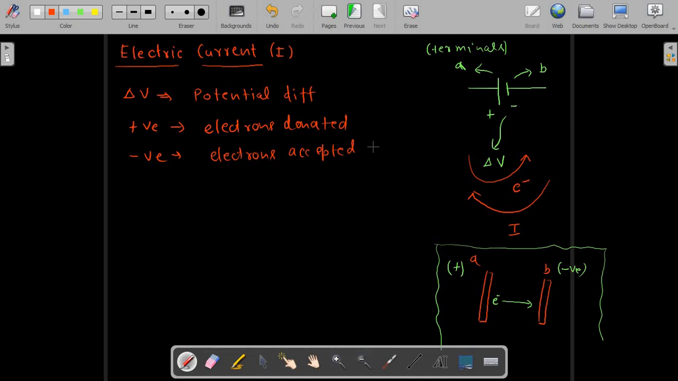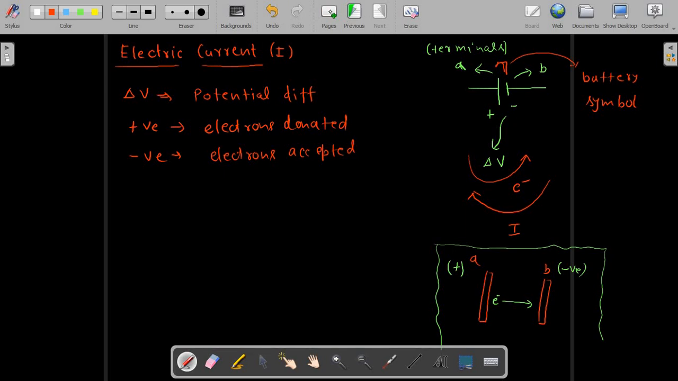Getting my point? Any doubt in this? This symbol is called the battery symbol. In any circuit, when you see this symbol, it is called the battery symbol.